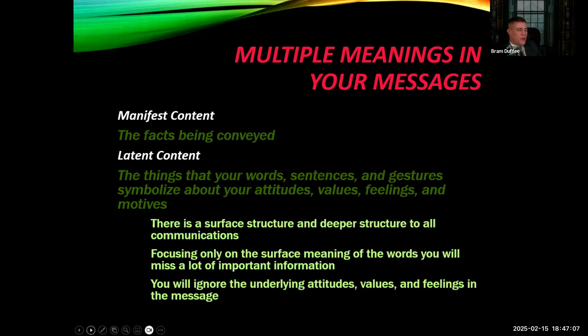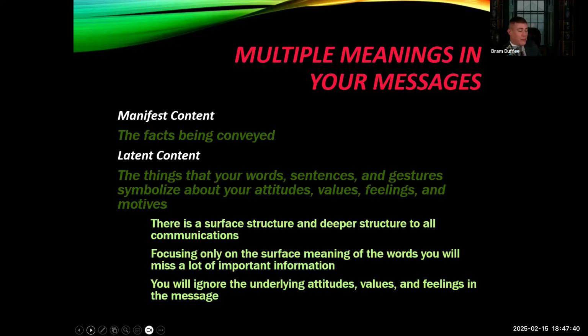And what's spoken isn't always the full story. Understanding a message deeply requires us to look beyond just the words. And that's where the concepts of manifest and latent content come into play. You can see those listed on your slide. Manifest content refers to the surface level of communication. It's the facts, the plain message, the literal meaning of the words being said.